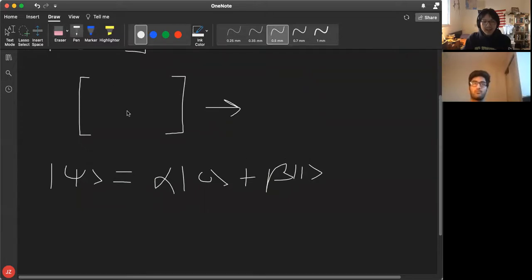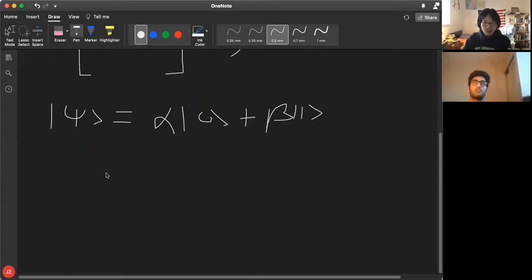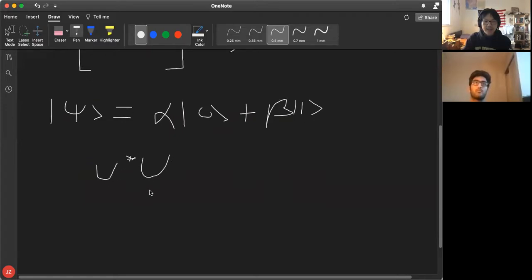Now, one of the requirements is that this matrix has to be unitary. And what exactly is unitarity? It's this property here. If I take the complex conjugate of the matrix here, then it should be equivalent to this as well, and this should equal the identity here.